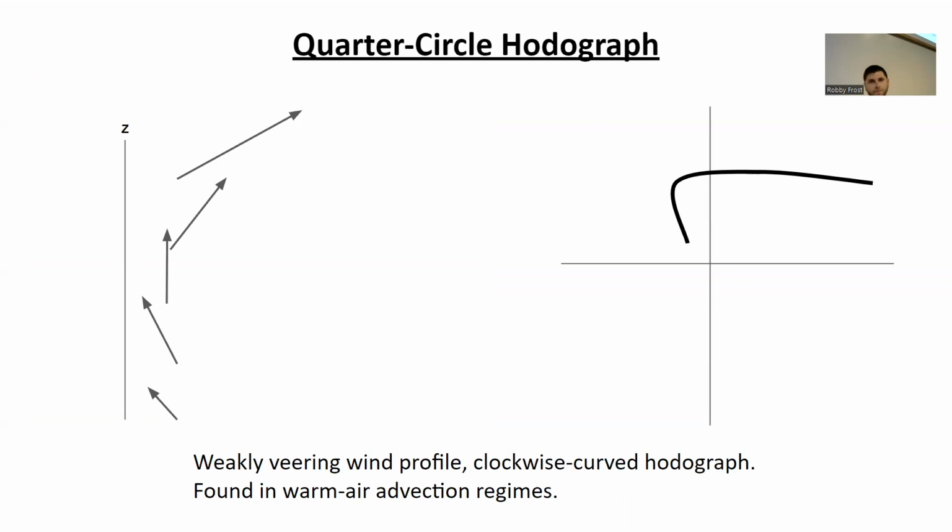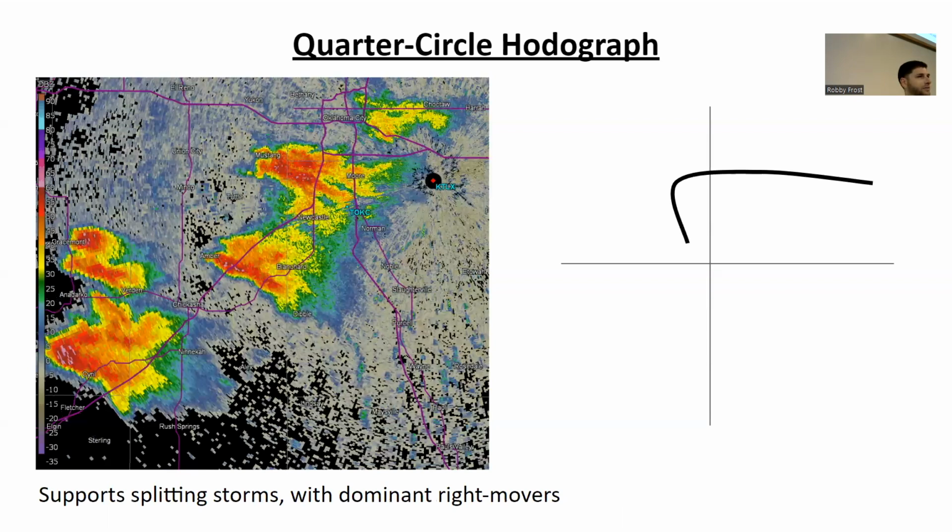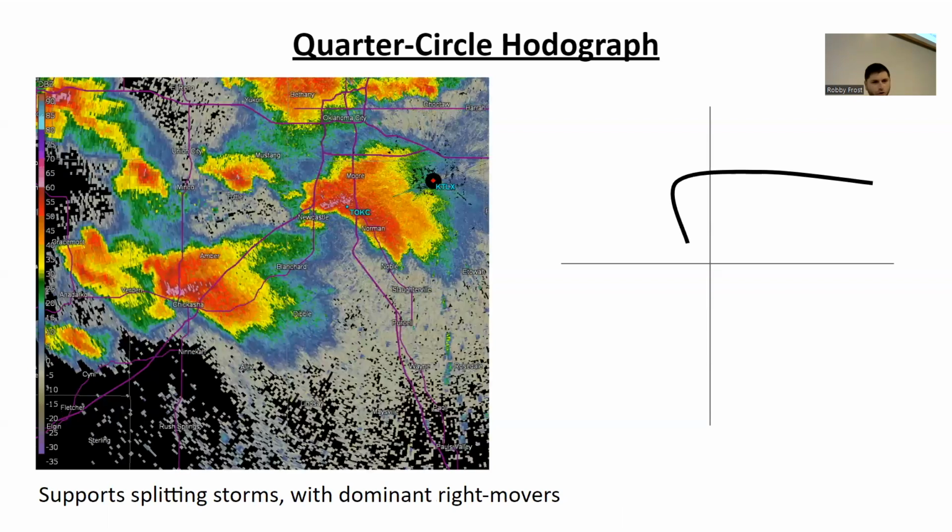Here's a curved hodograph. This is what we call clockwise curved. It's how the curvature changes with height. So in this case, you can see it turns clockwise with height. These are found oftentimes in warm air advection regimes. As we know, veering is associated with a thermal wind argument with warm air advection.